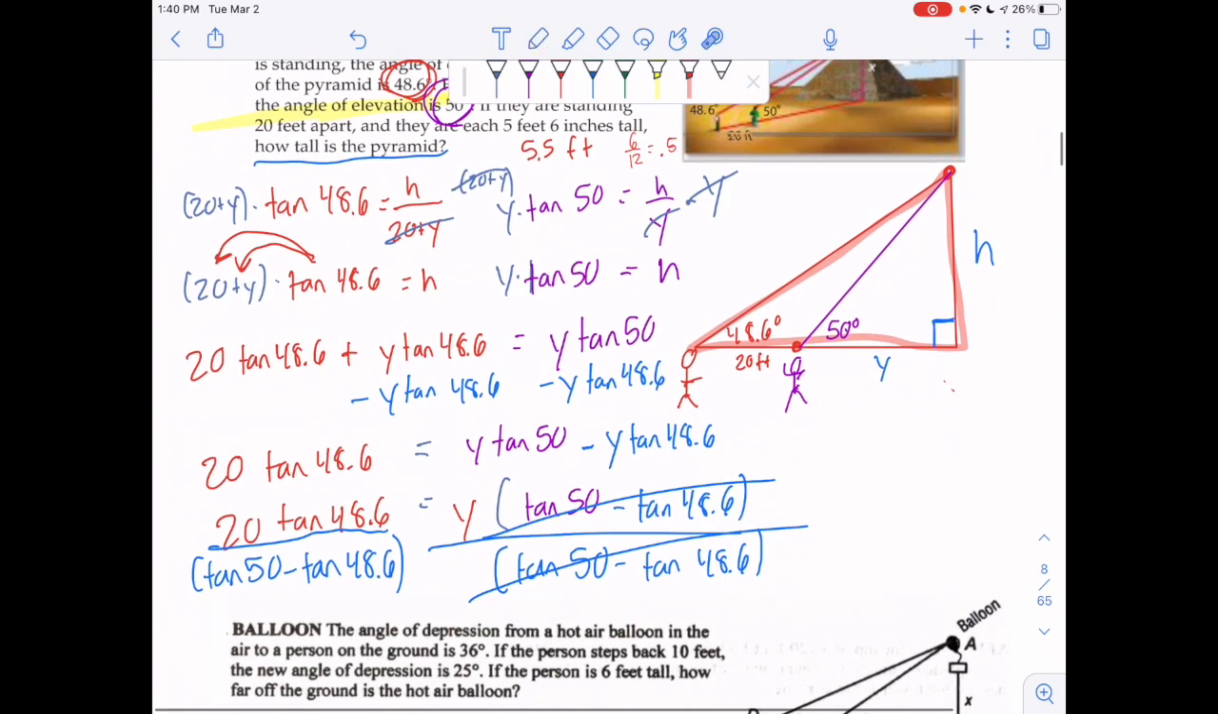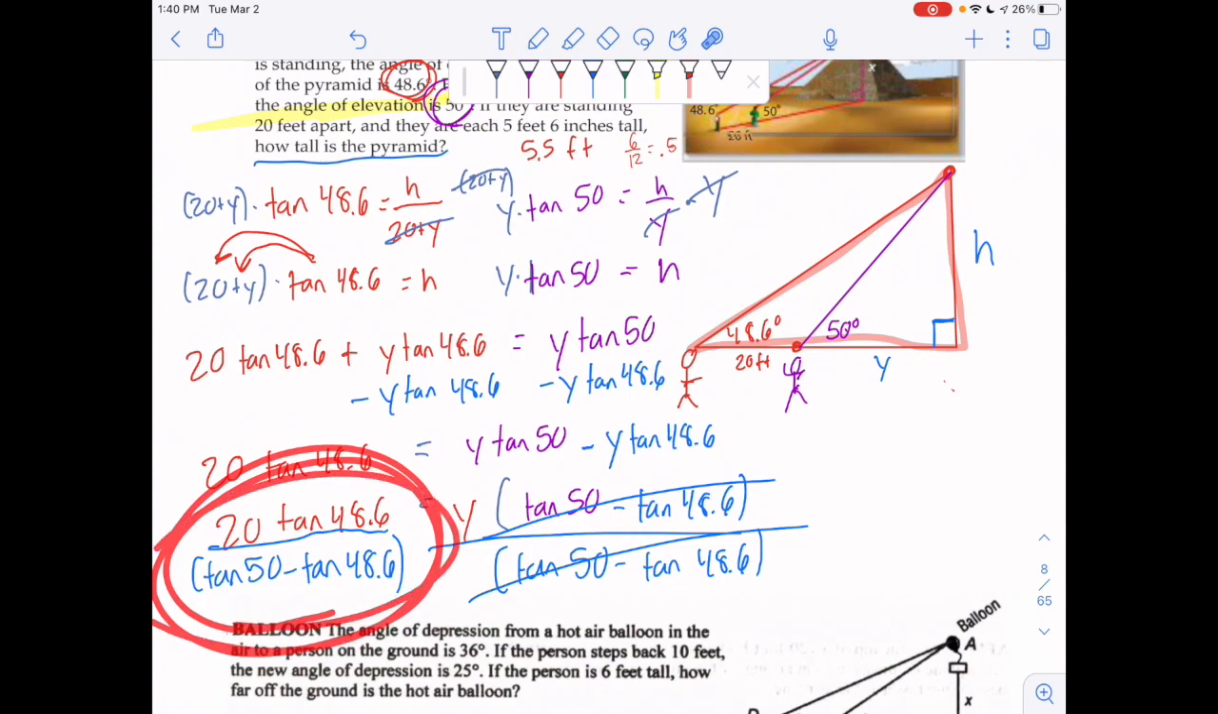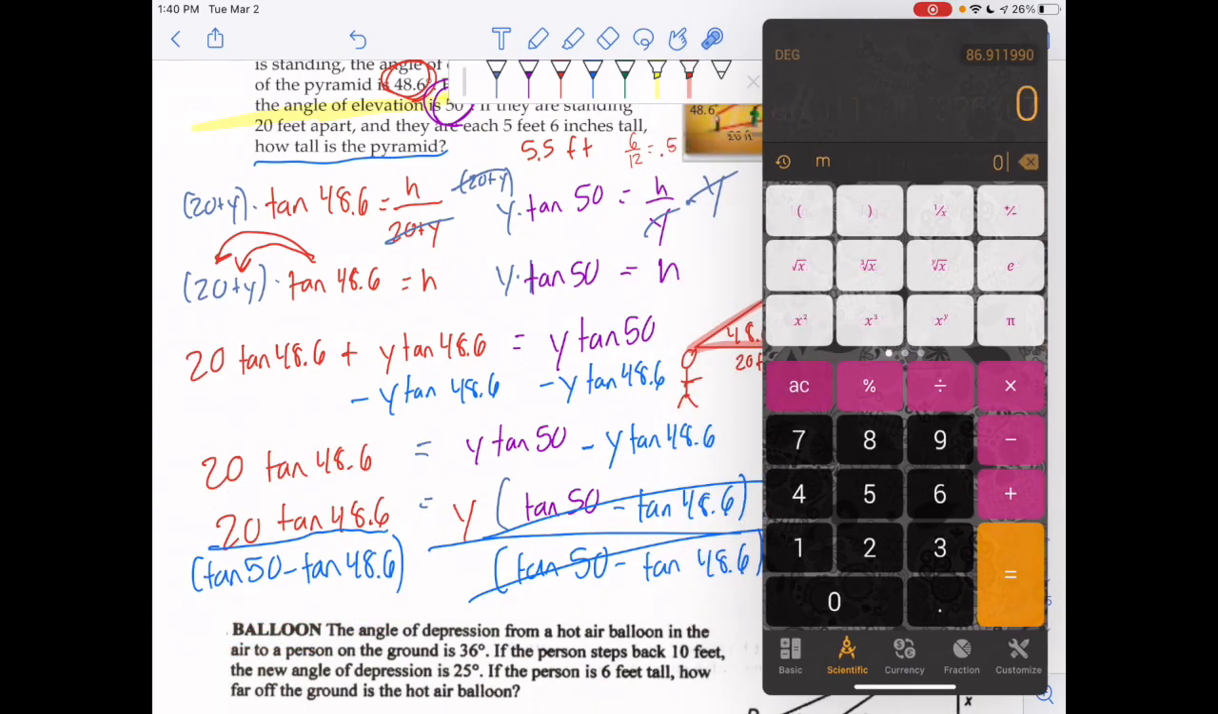So your y, you punch this in your calculator. I'll do it one time here so you can see it. Okay, don't forget your parentheses, okay? So I'm gonna start with the top, okay? 48.6. I like to get rid of my functions first, those tangents. So that's that, times that by 20, boom. Okay, that's the top right there. 22.68 is the top.